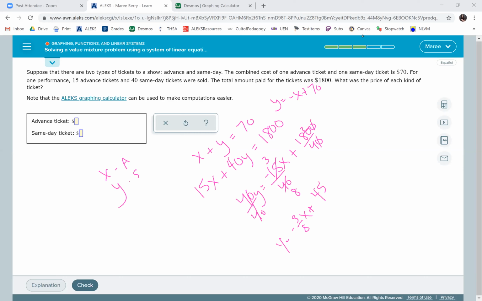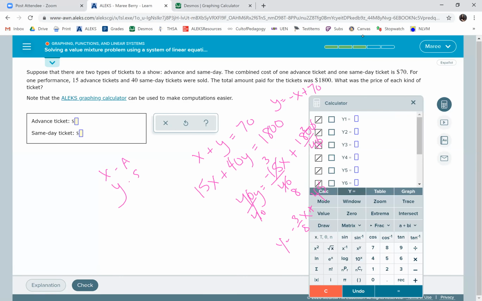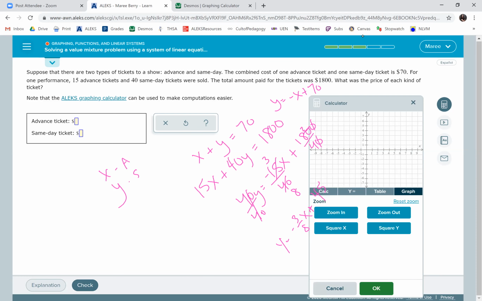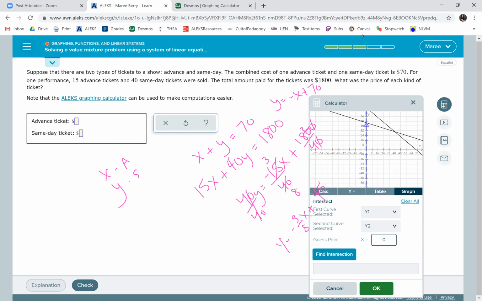This is so fun. Okay, so we're going to go to Y equals -X plus 70, and then the next one is a negative 3/8, right arrow, X plus 45. Then when we graph, remember we're going to zoom out until we see the intersection. See it? Awesome. Go back to Y equals and do intersection. Make sure we have both of the curves, and it's 40, 30. So X was 40, 30.